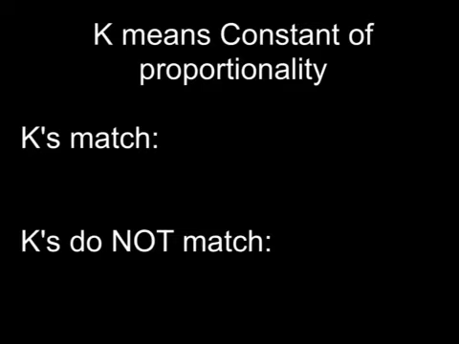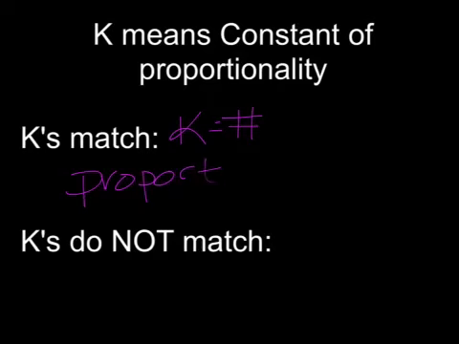Just a few things before we wrap the video up. We know that k means constant of proportionality. Even though it starts with c, in mathematical terms we use k. And when our k's match, we know that we do have a constant of proportionality. So you're going to have to tell me k equals a number, and that's just the number that the constant of proportionality is. And when we have one of those, we know that our graph or our table is proportional. And so you have to write that.